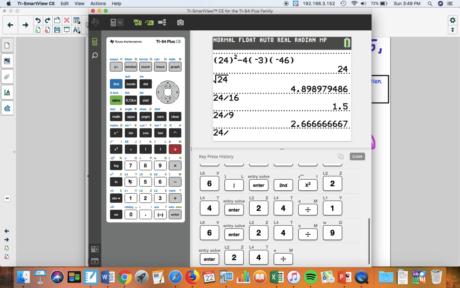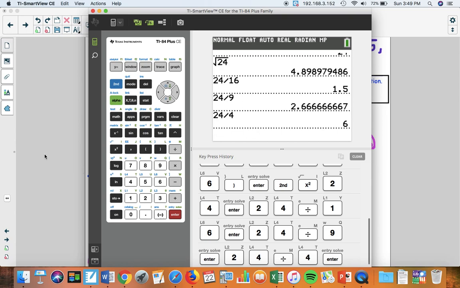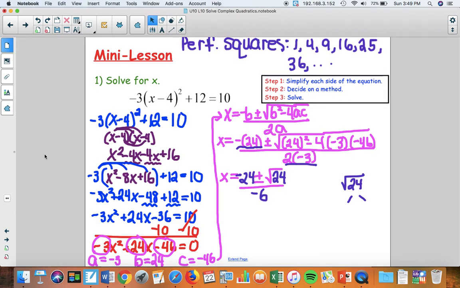24 divided by 4, and that does divide evenly. So this splits up into radical 4 times radical 6. The square root of 4 is 2, so this becomes 2 the square root of 6. So we're going to replace radical 24 with now 2 radical 6, and that is all divided by negative 6.